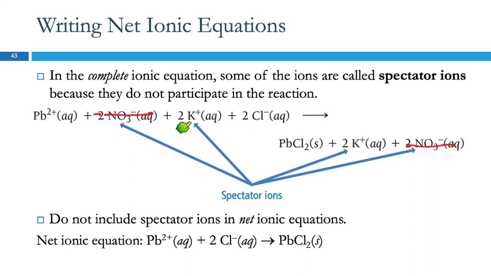And then potassium ions, also nothing happened to them, so we cross those guys out. And what we have left are lead and chloride as the reactants and PbCl2 solid as the product. And so lead and chloride are the 2 ions that got into a relationship in this beaker, right? They formed an insoluble compound. A chemical reaction happened for them, but not for the other guys.